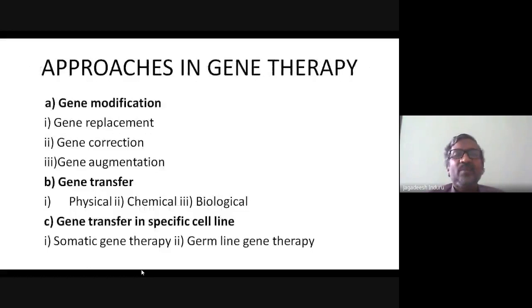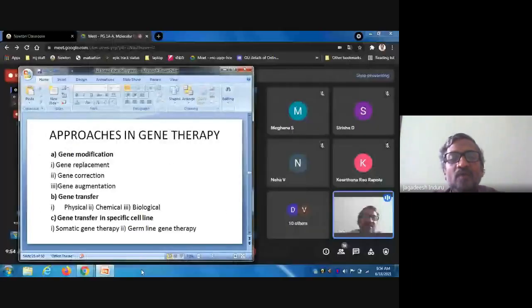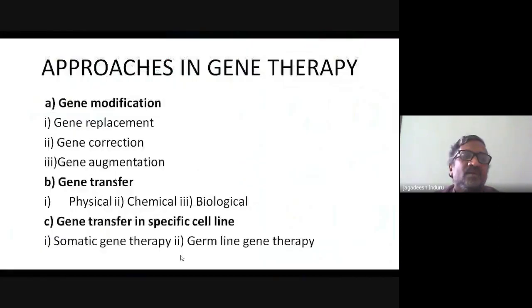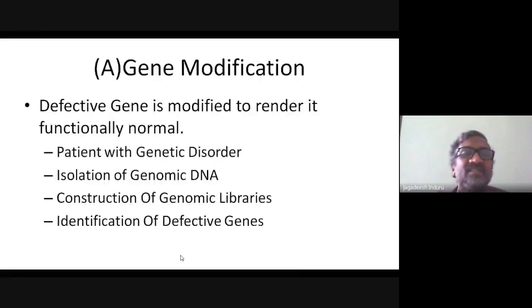Most of the time there are some approaches to treat gene therapy using all the above vectors. We will see that, and then select a particular approach for our gene therapy. Which approach is going to be suitable for me, we will know only by knowing what approaches are available. So the general approaches are gene modification, gene transfer, and gene transfer in a specific cell line. These are the three approaches.